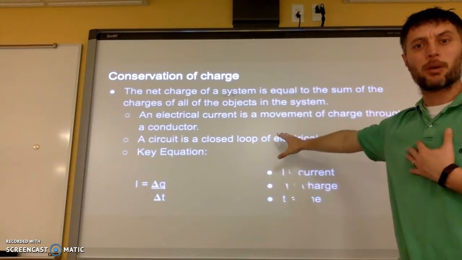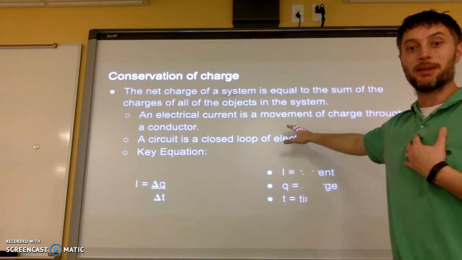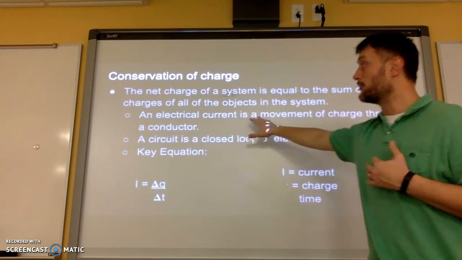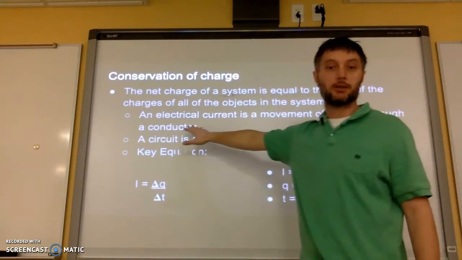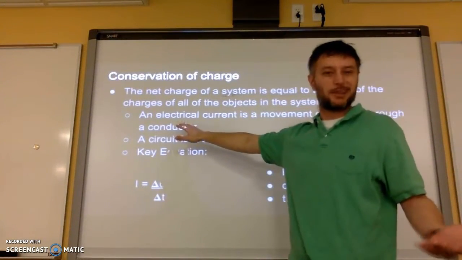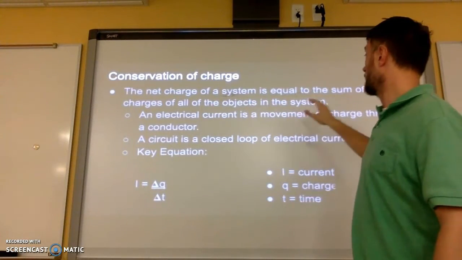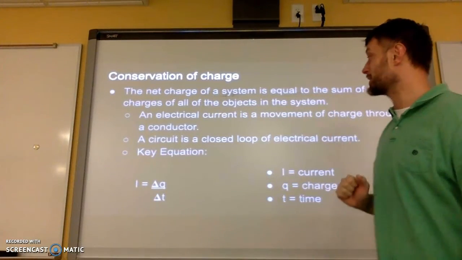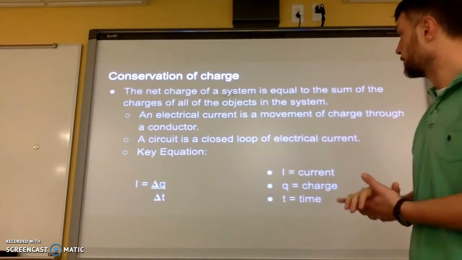I think we're probably okay with this, but some of the conversations I heard last time, I wanted to make sure, especially that I redefined electrical current: movement of charge through a conductor. So a conductor is something that conducts electricity. So a charge moving through something is called a current. And when we have a closed loop, we call that a circuit.